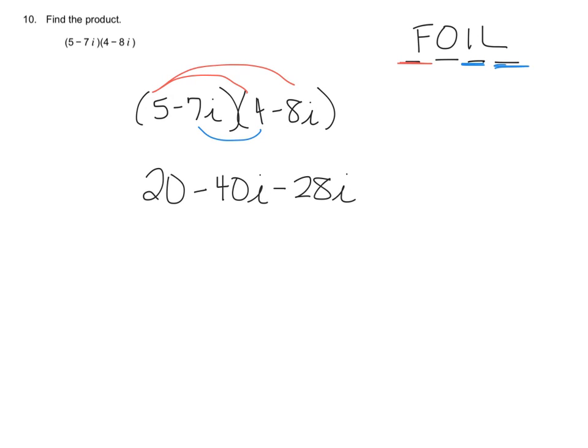And my last terms, which is -7i times -8i. So a negative times a negative is a positive, so I get a positive 56i squared, because i times i is i squared. Now I need to combine like terms. I have a -40i and a -28i. So when I combine those, I get -68i.